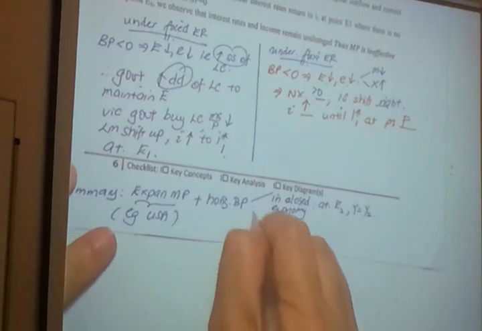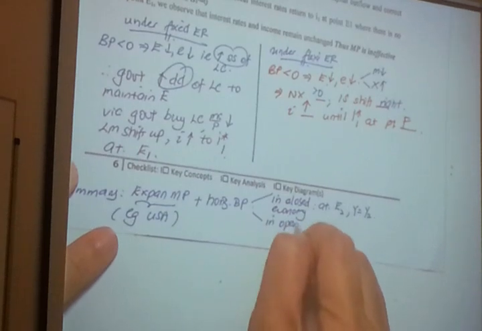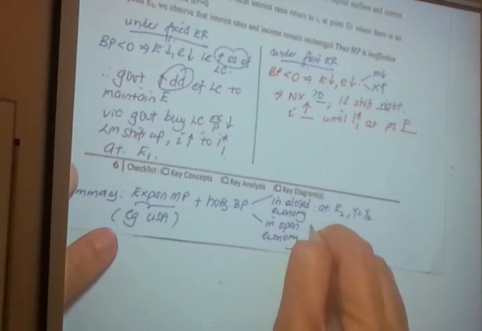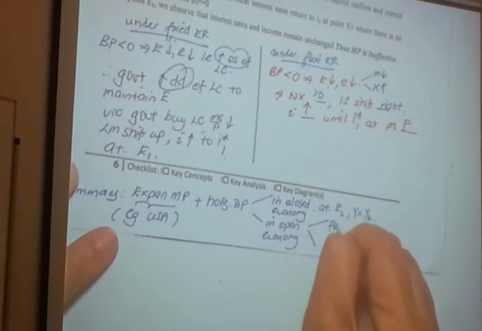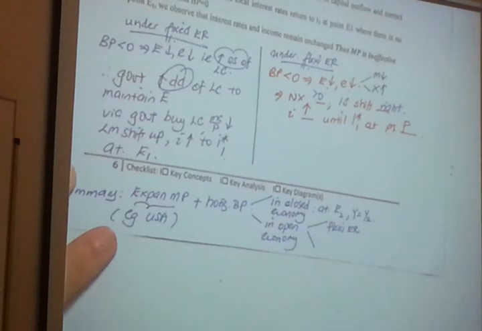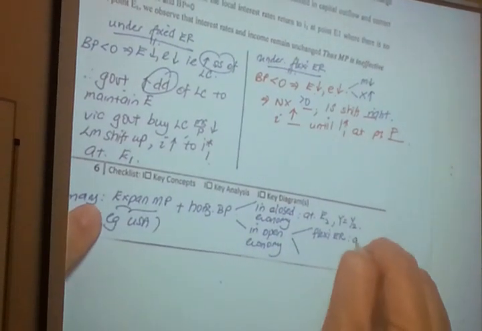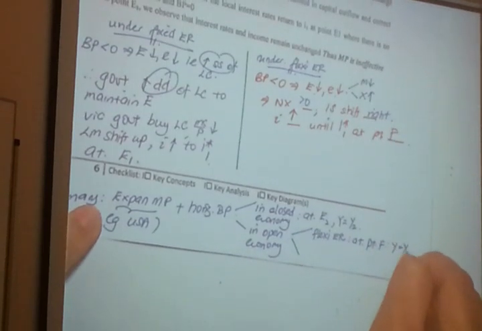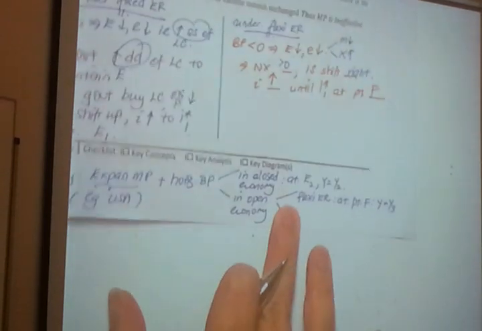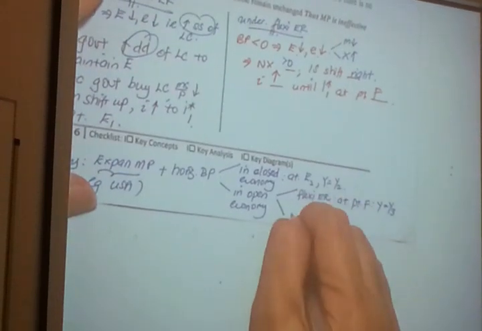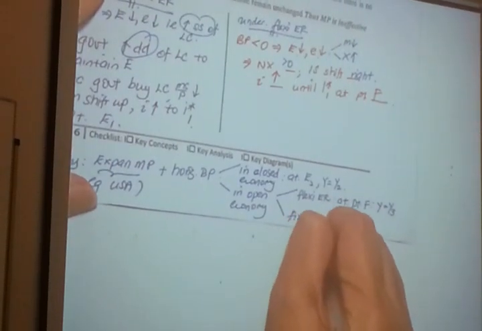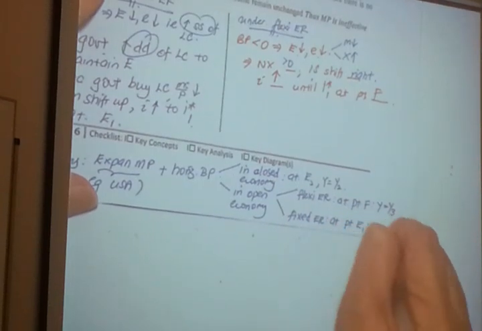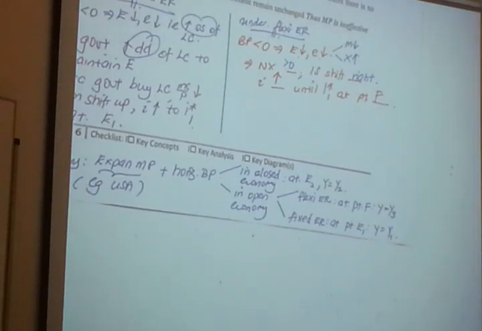But what we want to focus on is if you are in an open economy, then we divide it into two. If you are at flexible exchange rate, you are at point F. Income is Y3, which is the largest. But if you are using fixed exchange rate, we went back to point E1. If you recall, income is the smallest.